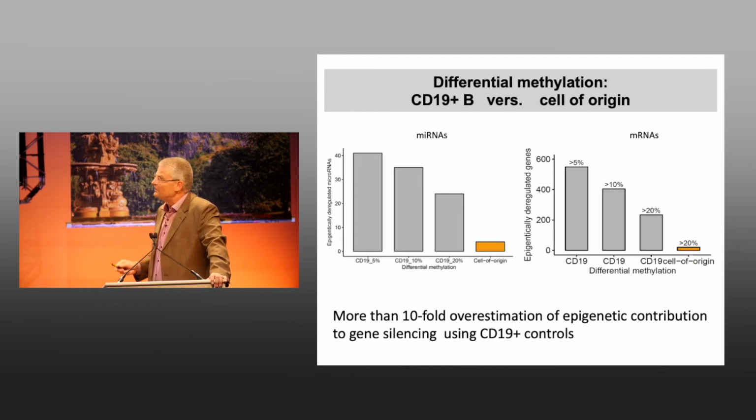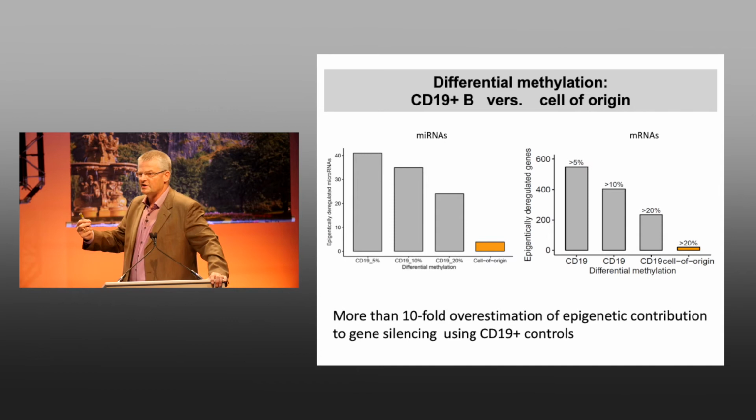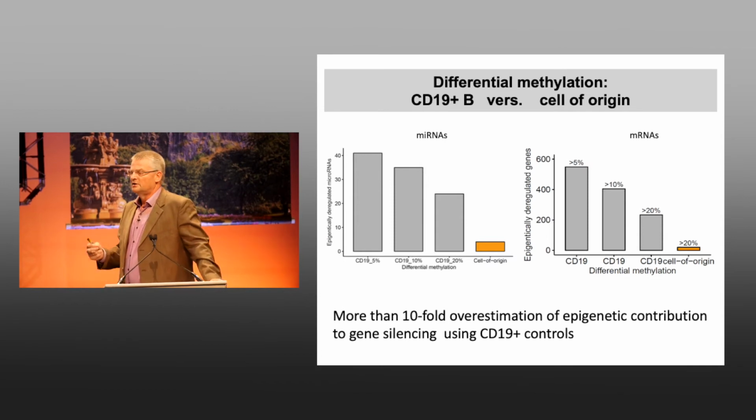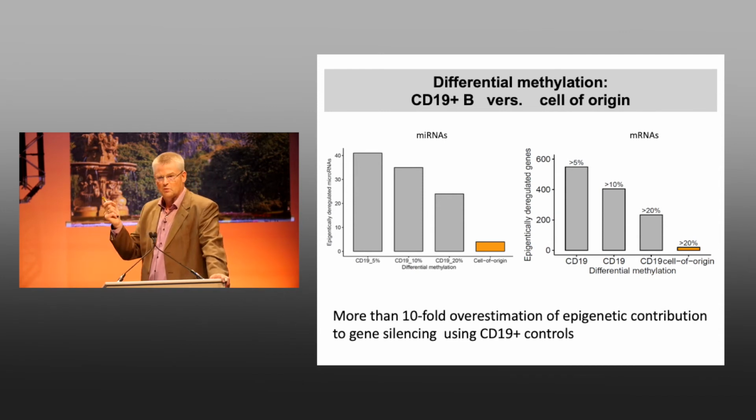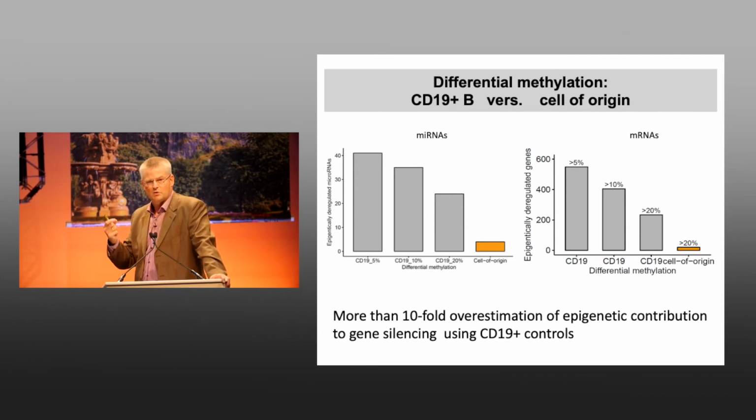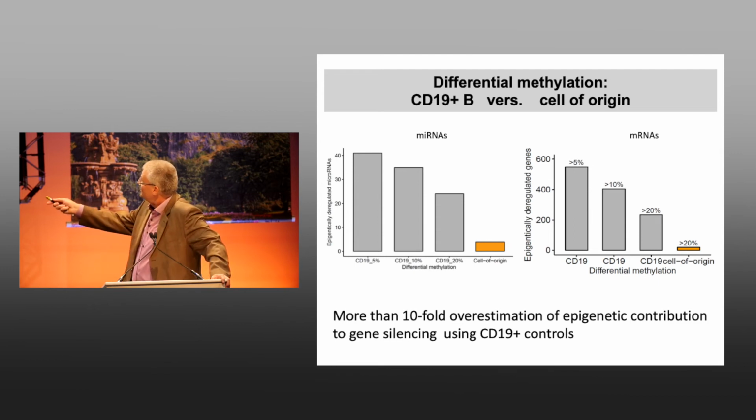Now, this is shown here. We basically overestimated about tenfold in the past the contribution of epigenetic alterations to CLL. This is now corrected, and now we have access to data that will teach us more about the mechanisms behind this, what drives epigenetic deregulation in the CLL genome. I'm sorry, this is for microRNAs, this is for mRNAs, so very similar.